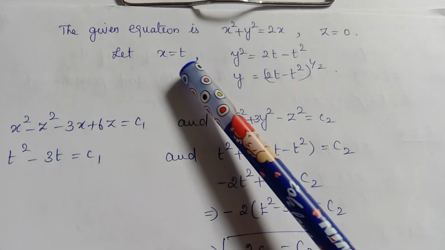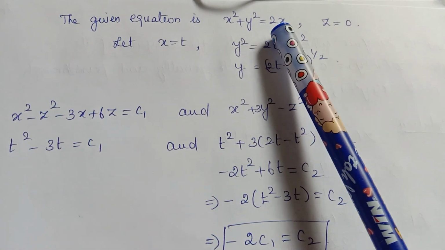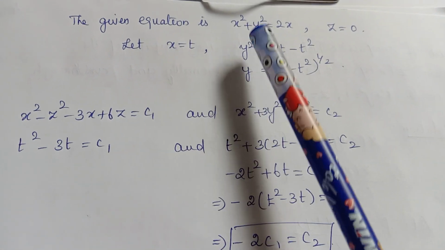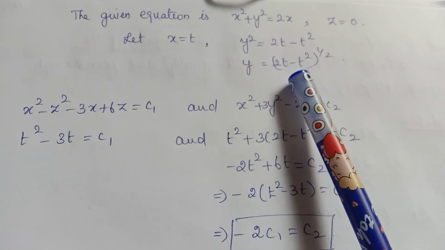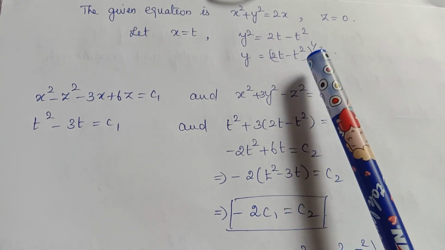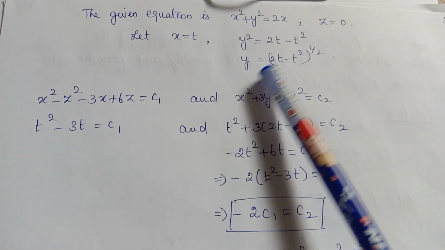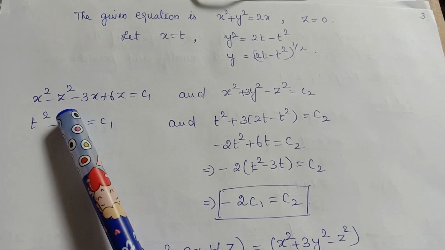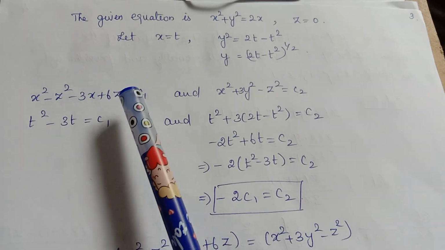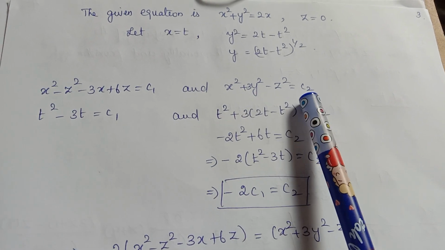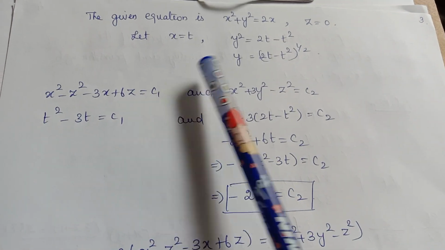Now the given curve is the circle x square plus y square equal to 2x and z equal to 0. So if you take x equal to t and substitute it here, what will you get? y equal to (2t minus t square) to the power 1 by 2, that is, square root of 2t minus t square. So let us substitute the values of x, y, z in the obtained solutions. x square minus z square minus 3x plus 6z equal to c1 is the first solution, and the second one is x square plus 3y square minus z square equal to c2. You substitute the values for x, y, z.